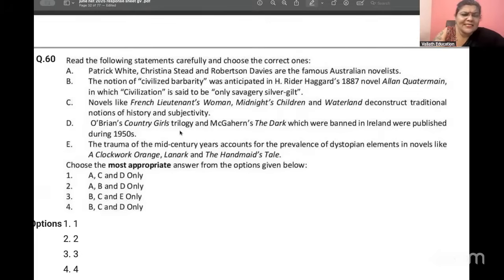O'Brien's Country Girls trilogy. I didn't study that. I don't know. McGahern's The Dark was banned in Ireland. I didn't study Irish literature. Keep it aside. You don't know whether it is correct.